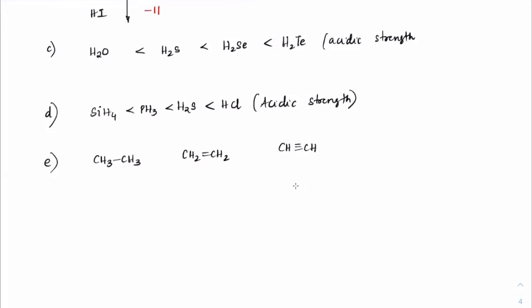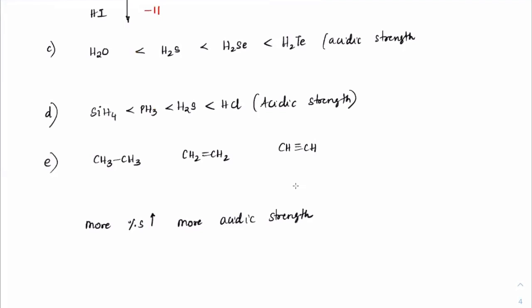So if you are comparing hydrocarbons, in that case, we will consider the percentage s character. The more the percentage s character, the more acidic strength.